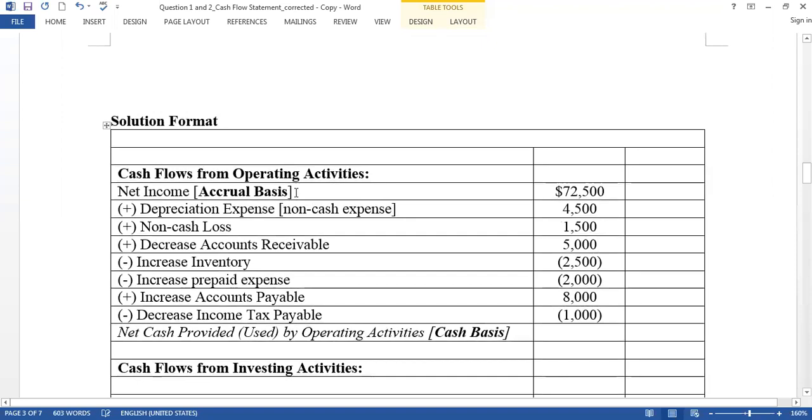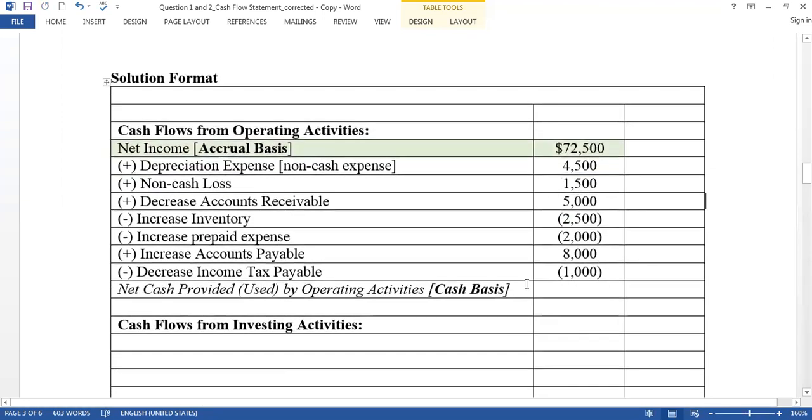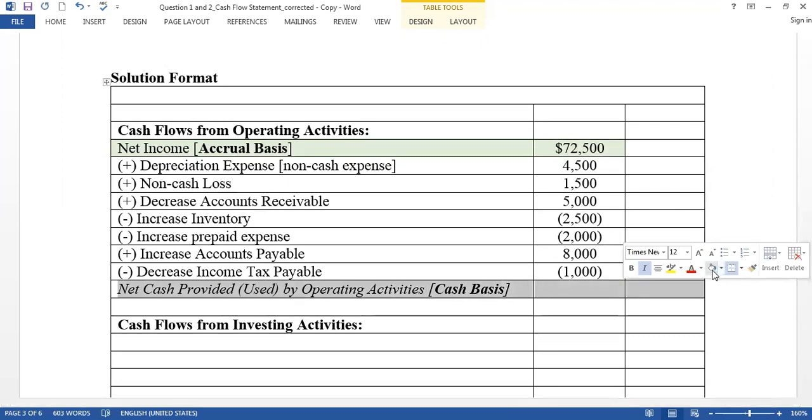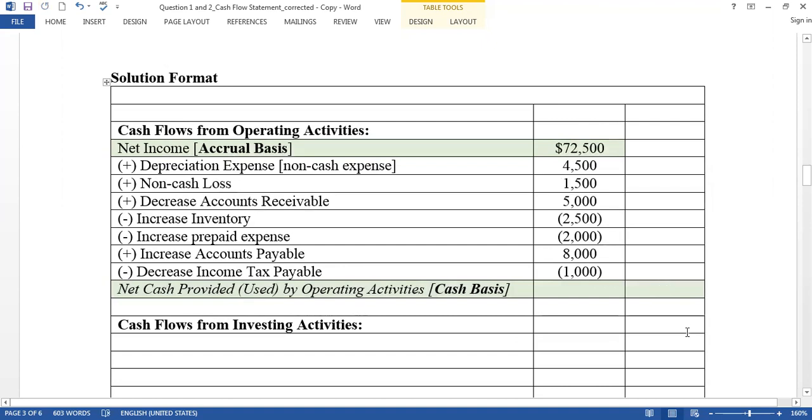So operating activities start with net income, and it is accrual basis. Now operating activities end with cash basis. So what is the amount here? We have some plus, we have some minus, and after doing it, it is $86,000.